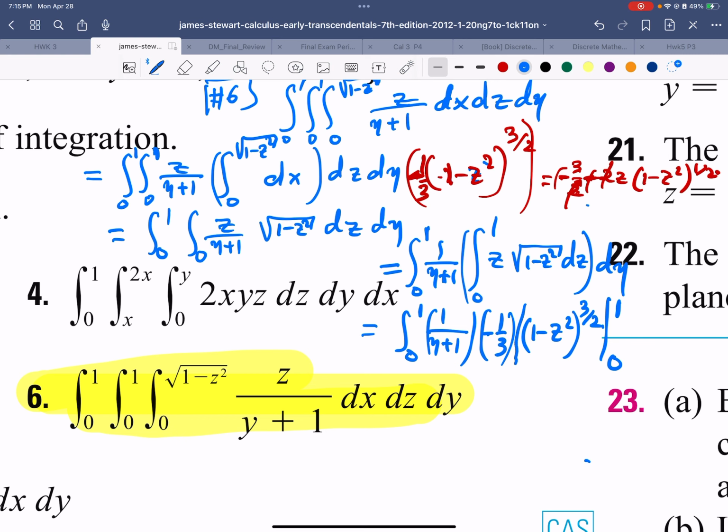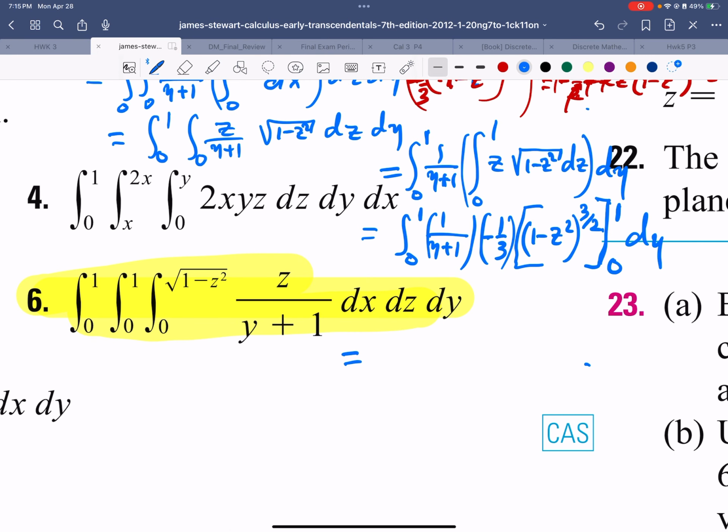Just from 0 to 1, just from here. And then dy. And from here, I will continue. I can move the negative 1 over 3, and then I can do the integration. Okay, let me write it down here.